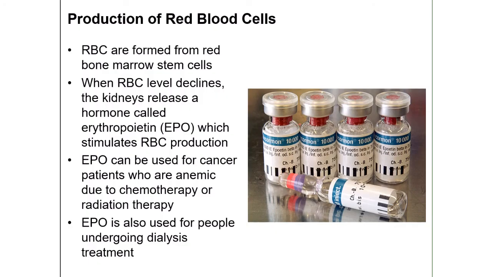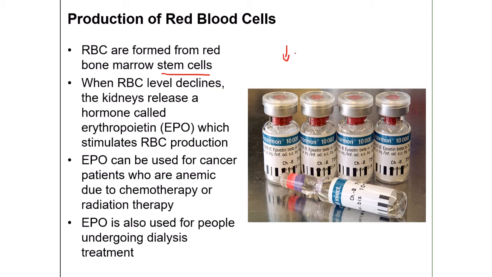So, as mentioned earlier, the RBC, the red cells, are formed from the red bone marrow stem cells. In fact, all blood cells come from these bone marrow stem cells, but here we're talking about red cells. They too come from the red bone marrow. And it turns out what happens is if there is a decline in RBC level, your kidney will release a hormone called erythropoietin, or EPO for short, which will then stimulate red cell production.